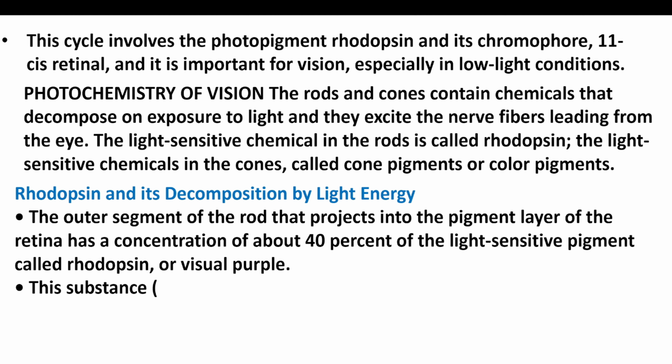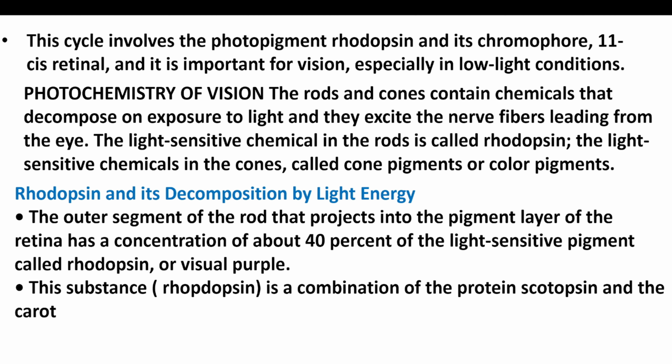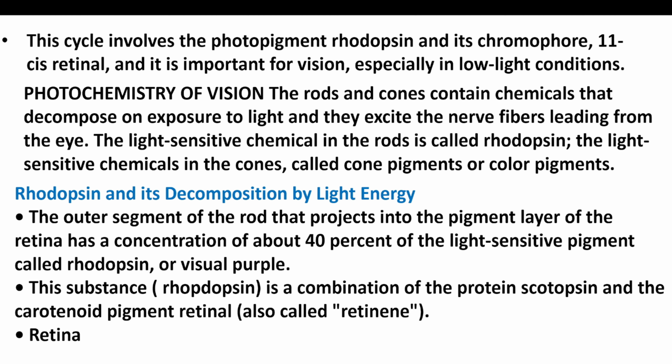This substance, rhodopsin, is a combination of the protein scotopsin and the carotenoid pigment retinal, also called retinene. Retinal is a particular type called 11-cis-retinal. This cis form of retinal is important because only this form can bind with scotopsin to synthesize rhodopsin.